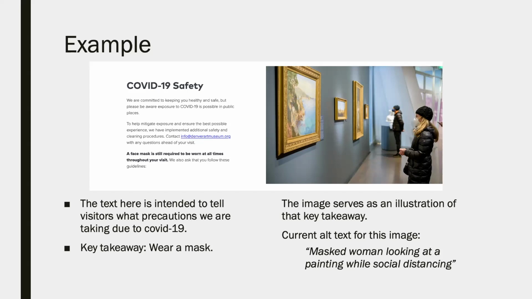But we have to ask ourselves, what's the purpose of this image? And in this case, the purpose of this image is to reinforce the message of the text that's right by the image. And the key message there is, please wear a mask. So the alt text for this image simply reads, masked woman looking at a painting while social distancing. The alt text serves the same purpose that the main text serves. It's please wear a mask, please social distance. We really would appreciate that.